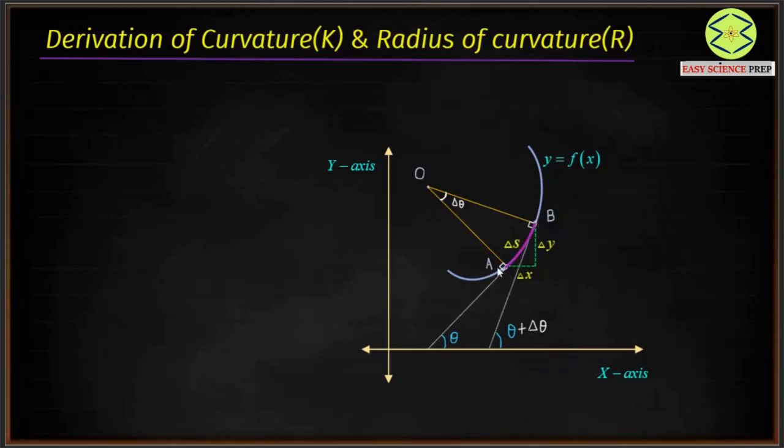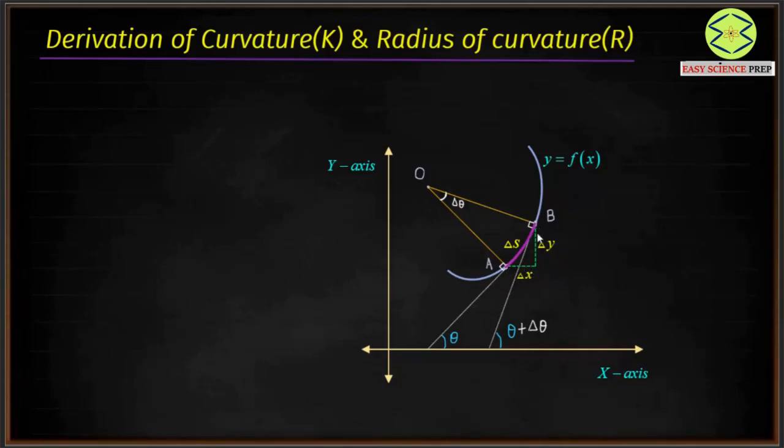Now we are interested in this portion of the curve, which is AB. The portion of the curve AB has a small length delta s. If you move along the curve, there will be a variation in the x coordinate, which is delta x, and also a variation in the y coordinate, that is delta y.